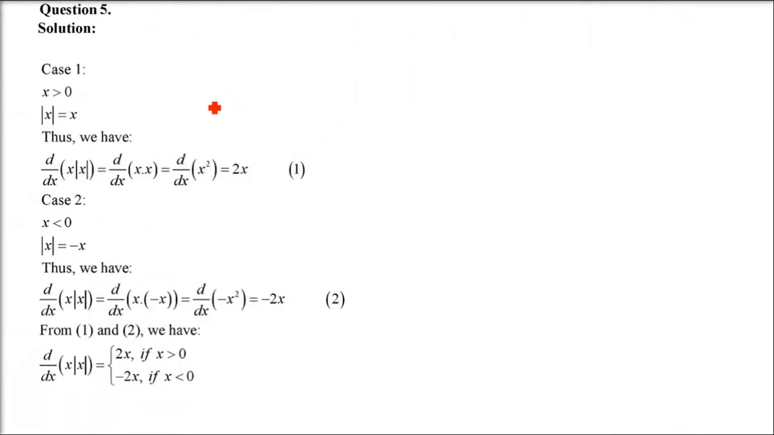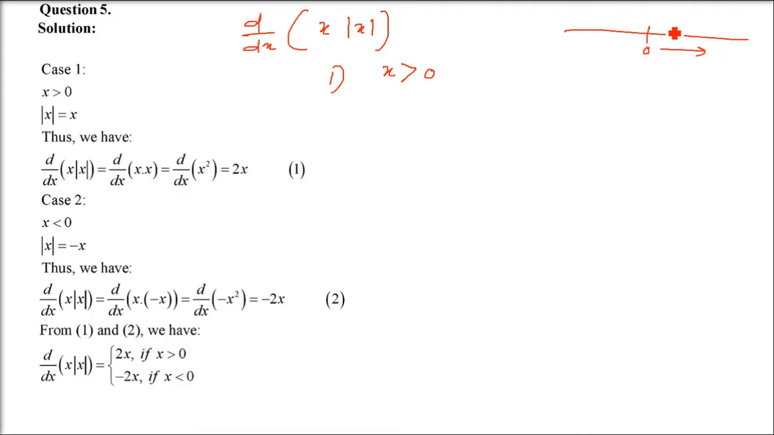This is question number 5. Now write the value of d by dx of x mod x. In this kind of question we have to take certain cases. We'll take two cases and you will understand by this only. We assume that x is greater than 0. If we take the number line, at x equal to 0, above it x will be positive, so mod x will be x. But on the negative side, mod x will be minus x.